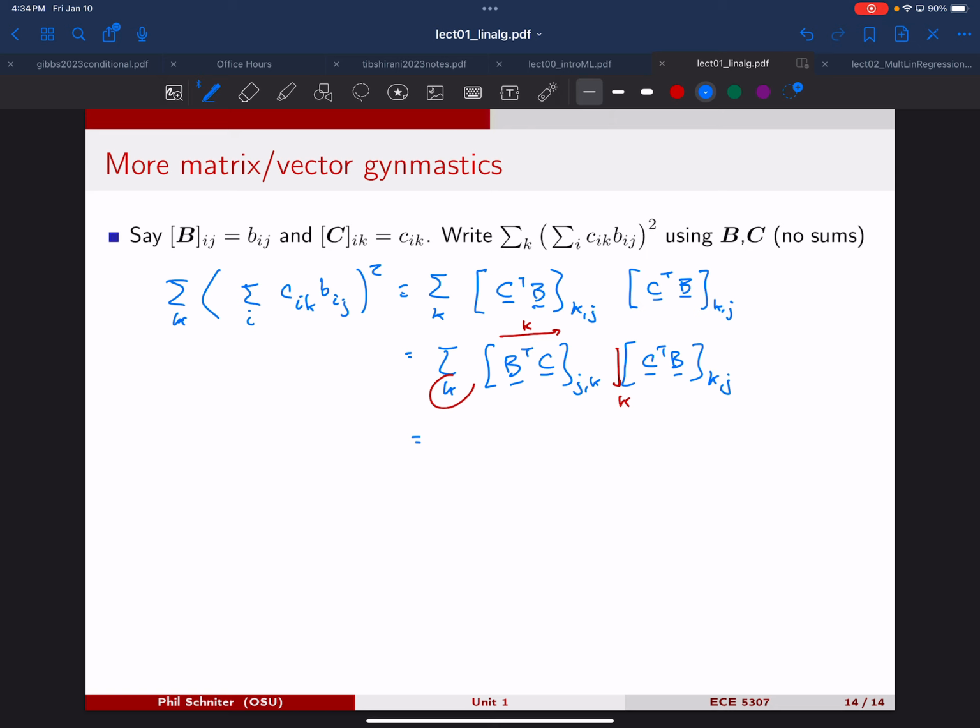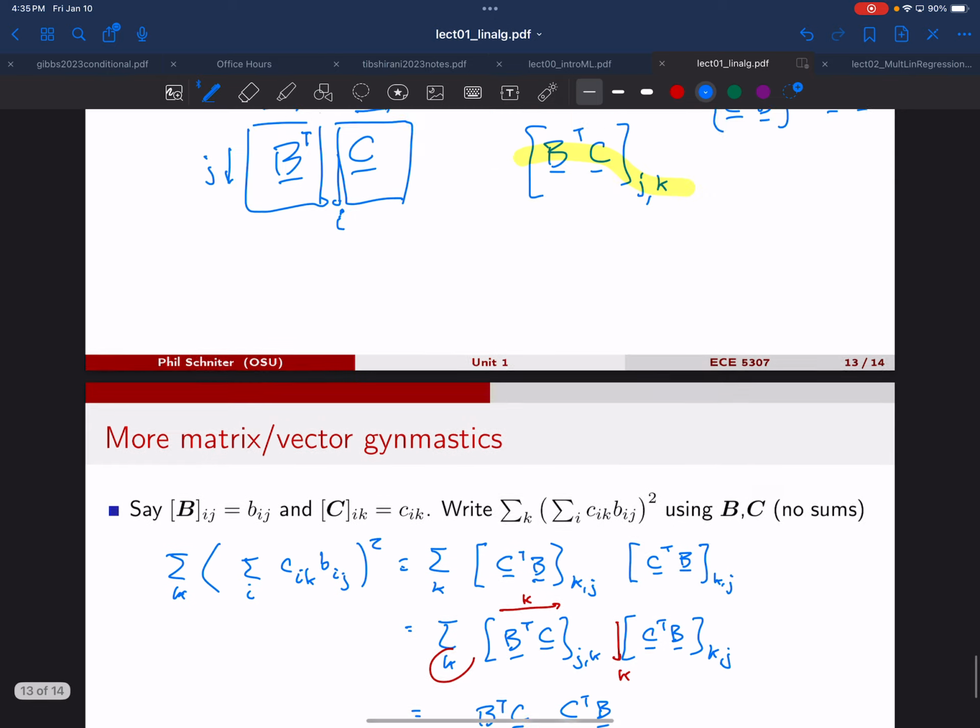So let me ask Zibang Li. Yeah. So what is the matrix multiply? How do I write this without the sum K? So this would be the first matrix. This would be the second matrix, right? So my first matrix is B transpose C. My second matrix is C transpose B.